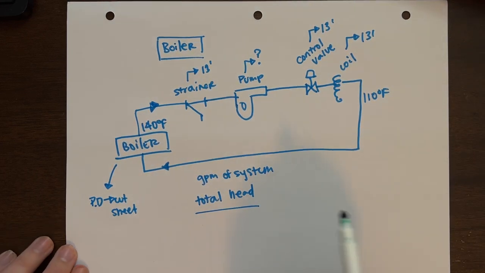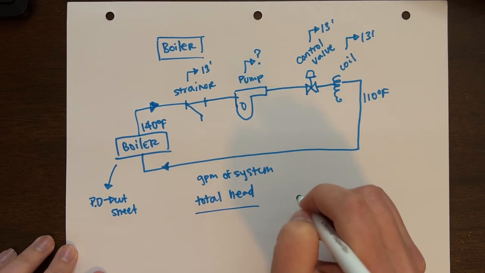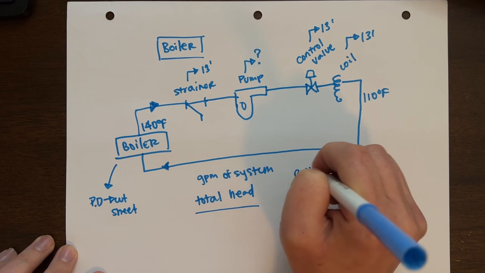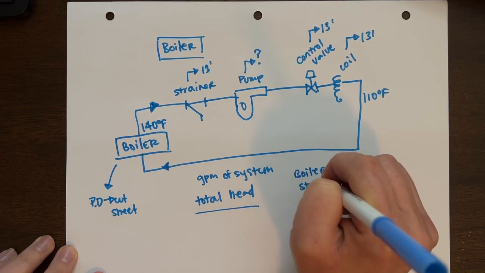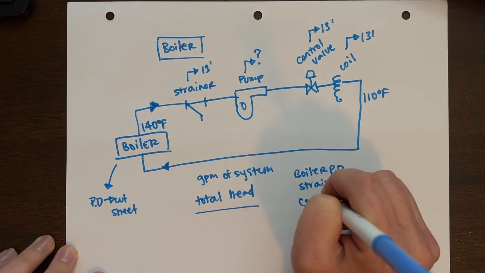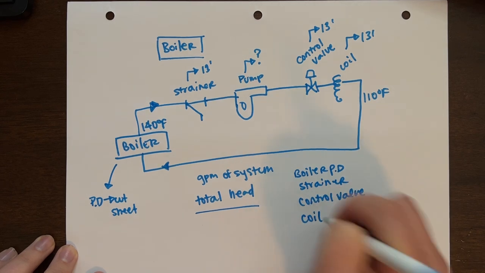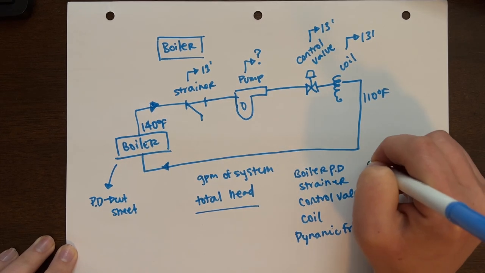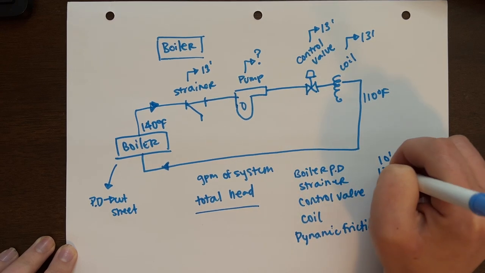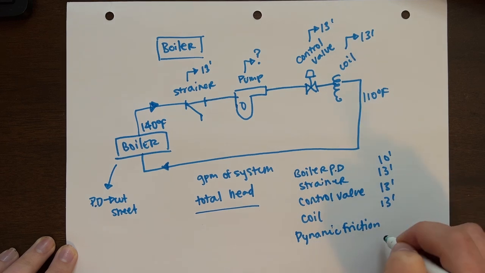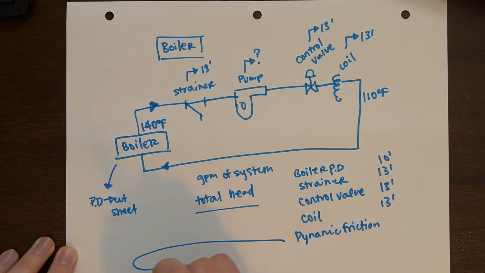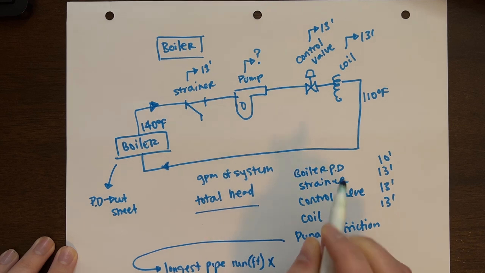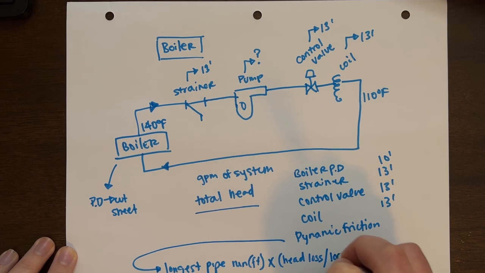And then you need all of those values. So each piece of equipment, you have your boiler pressure drop, strainer, you have your control valve, you have your coil, and last but not least, you have your dynamic friction. So you're going to add all these up. Let's say our boiler pressure drop is 10 feet of head, strainer 13 feet, control valve 13 feet, coil 13 feet, dynamic friction. So what is that? Dynamic friction is going to be your longest pipe run, that's in feet, times some friction factor. It's a head loss friction factor per 100 feet.